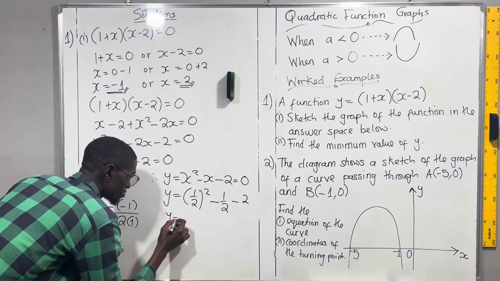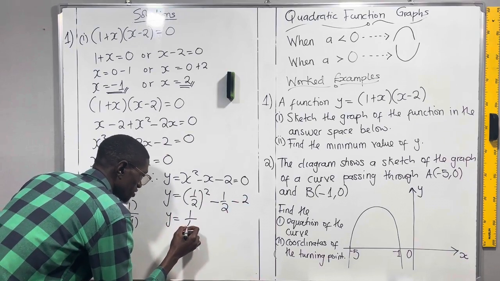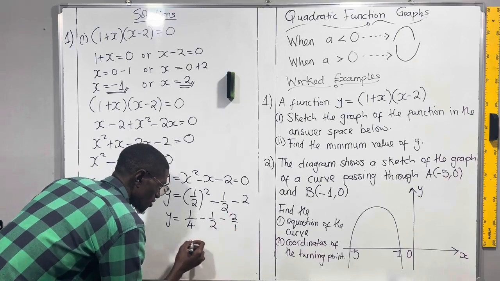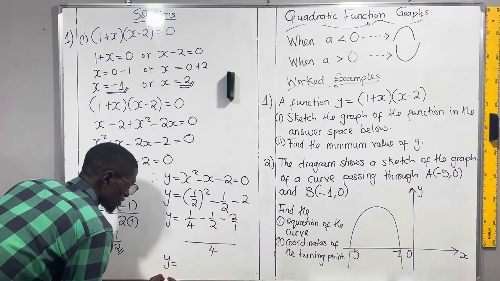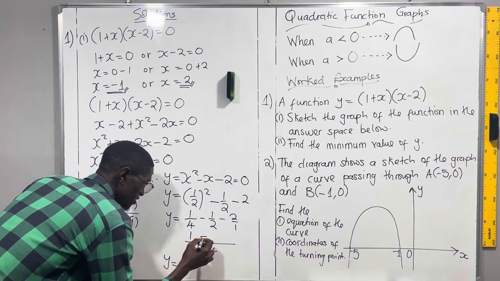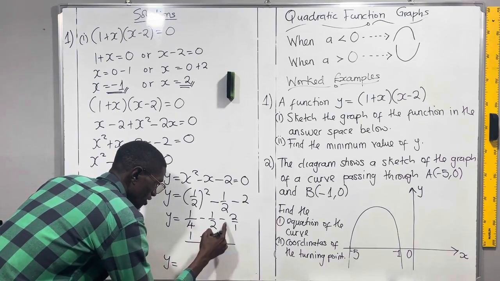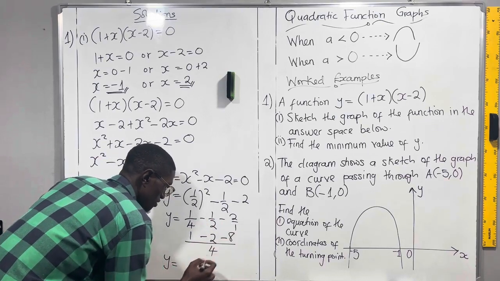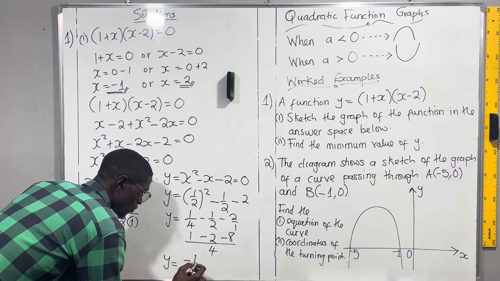Okay, y is equal to 1 squared is 1, 2 squared is 4, minus 1 over 2 minus 2 over 1, common denominator 4. Okay, 4 divided by 4 is 1. 1 times 1, 1. Bring down that sign. 4 divided by 2 is 2. 2 times 1, 2. Okay, bring down that sign. 4 divided by 1 is 4. 4 times 2, 8. 1 minus 2 gives us negative 1.